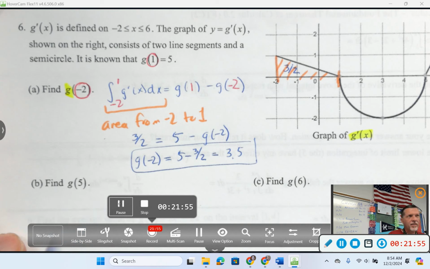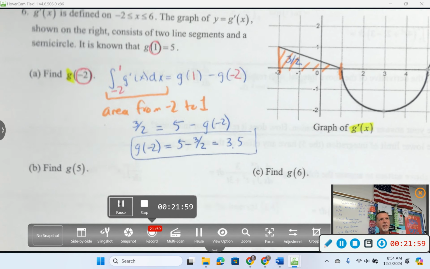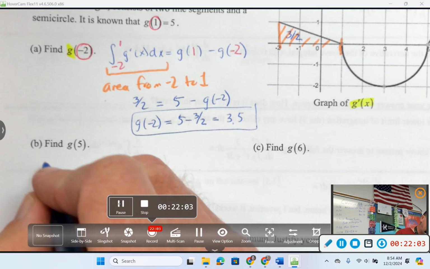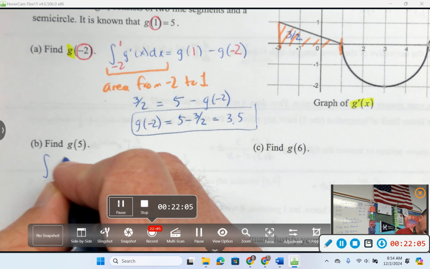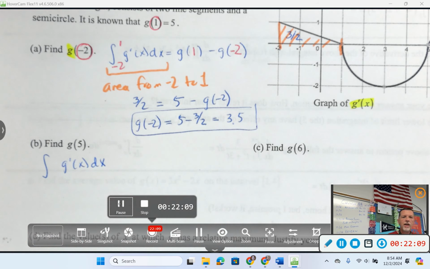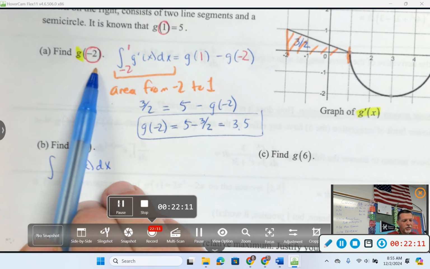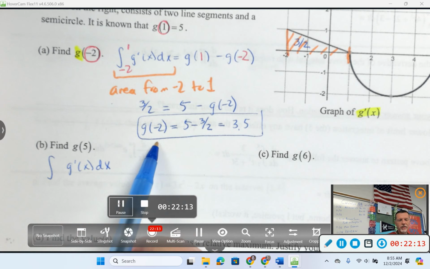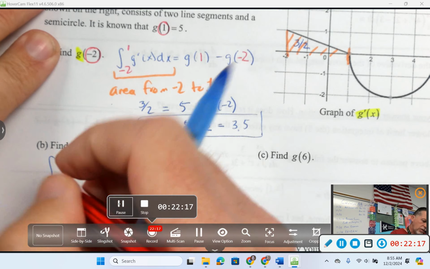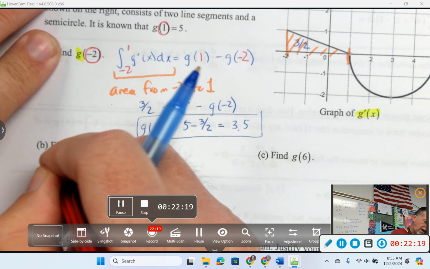Part B, find G of 5. So what limits should I use for part B? Definitely 5. And I would use 1. I guess you could use negative 2 since you know the value there now, but we definitely know 1, so I'm probably going to go 1 and 5.